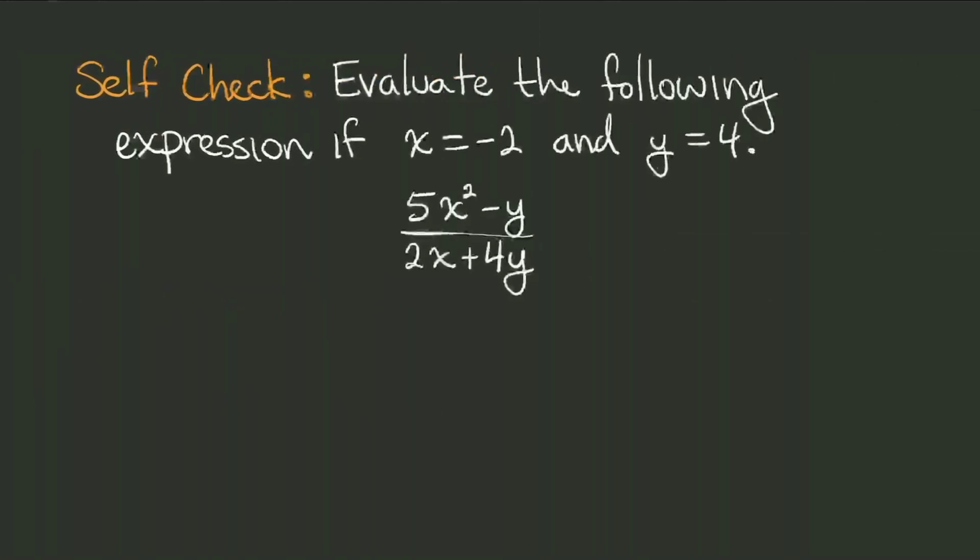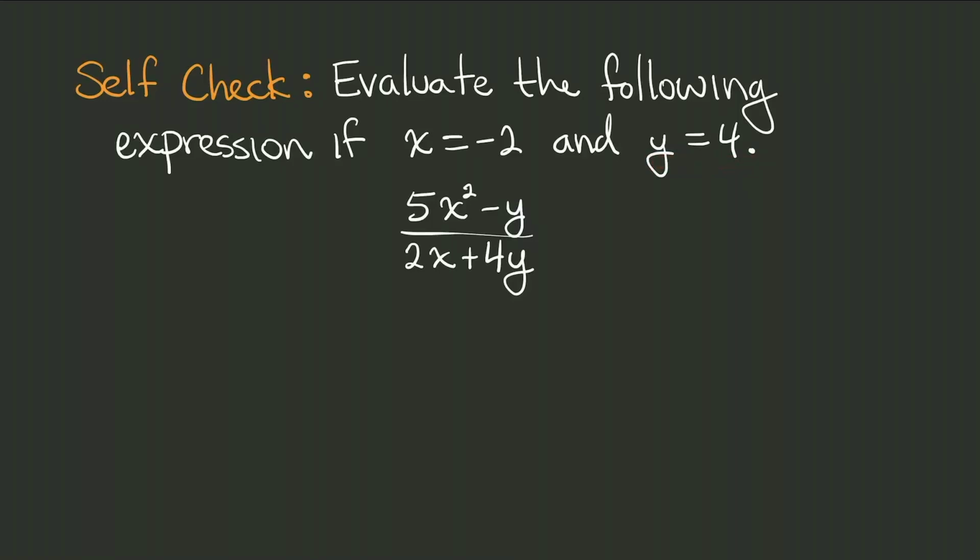Let's check for understanding. Work this one out on your own first, and then come back and check your answer. We're supposed to evaluate the following expression, given that x is equal to negative 2 and y is equal to 4. In order to do this, everywhere we see an x, we're going to plug in x equals negative 2. And everywhere we see a y, we'll plug in 4 for y.